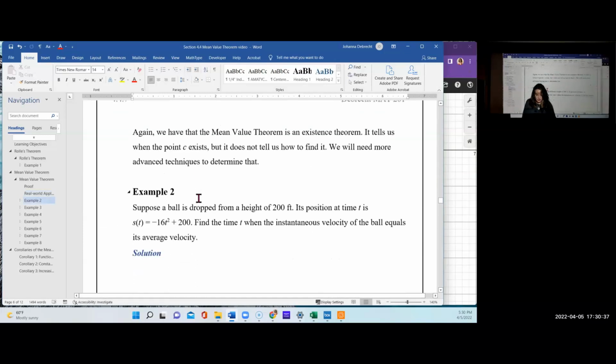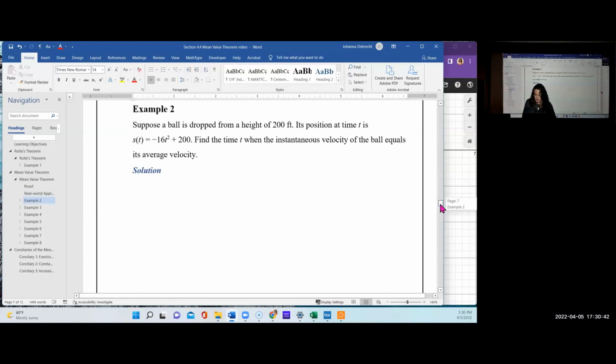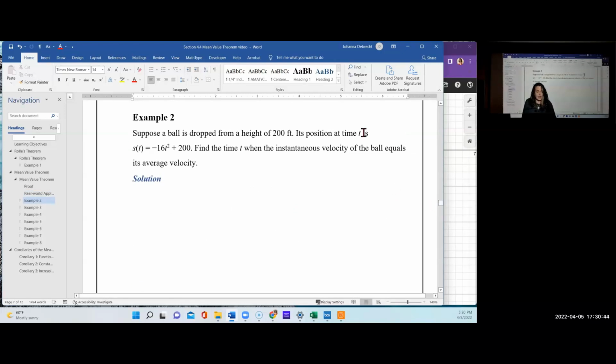Let's now take a look at some examples. We'll start with example 2, which is a ball. We have a ball which is being dropped from a height of 200 feet. Its position at time t is given by the equation S of t equals negative 16t squared plus 200. Find the time t when the instantaneous velocity, slope of the tangent line, of the ball equals its average velocity, slope of the secant line.